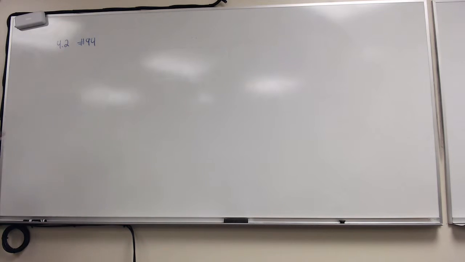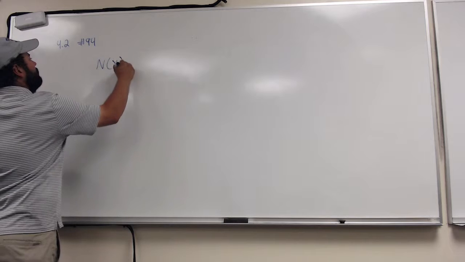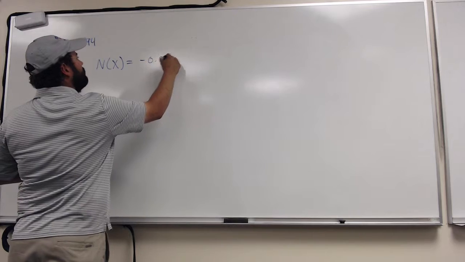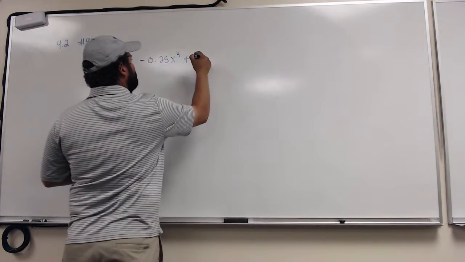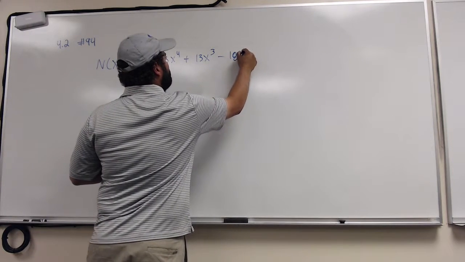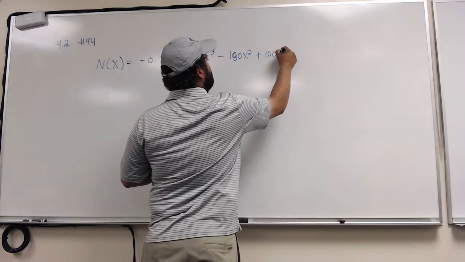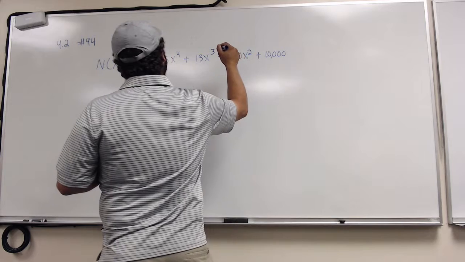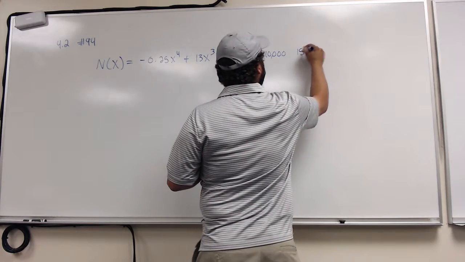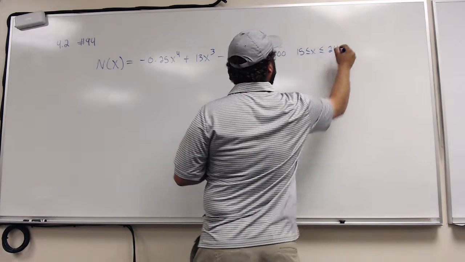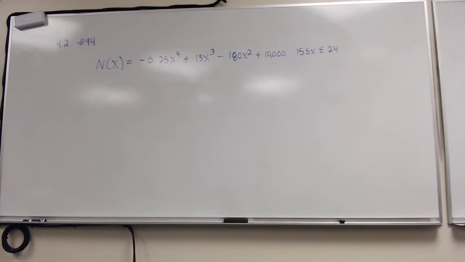Does anybody have the original function? It's N of x equals negative 0.25x to the fourth plus 13x to the third minus 180x squared plus 10,000. And it's 15 less than or equal to x, less than or equal to, I think that's 24. 24? Yeah. Okay. And then my guess is this is the sales function.